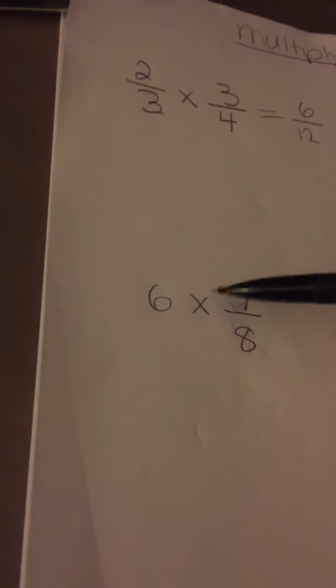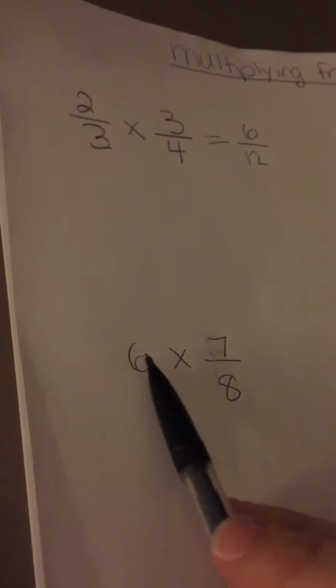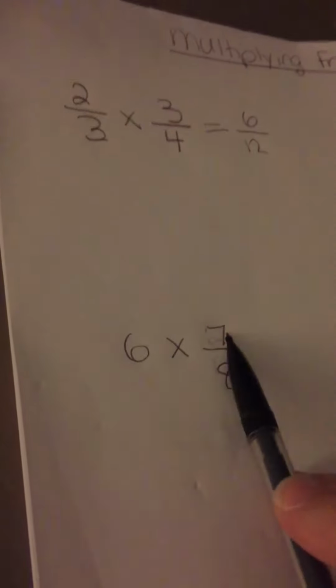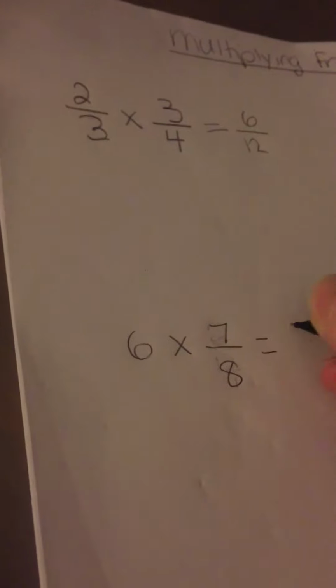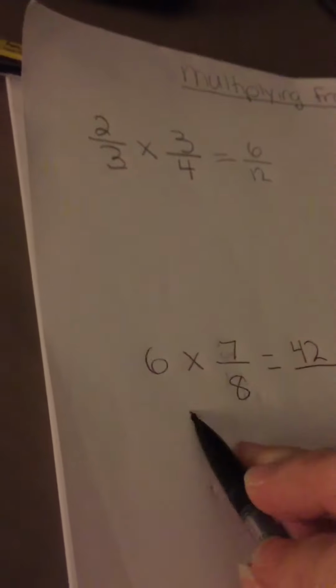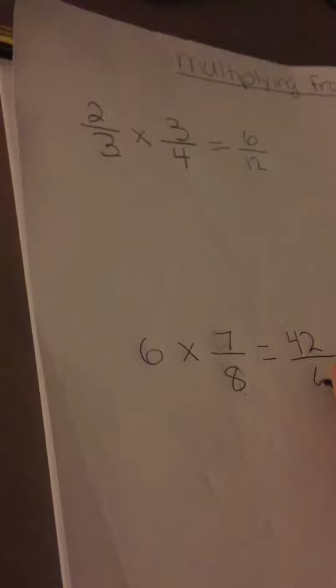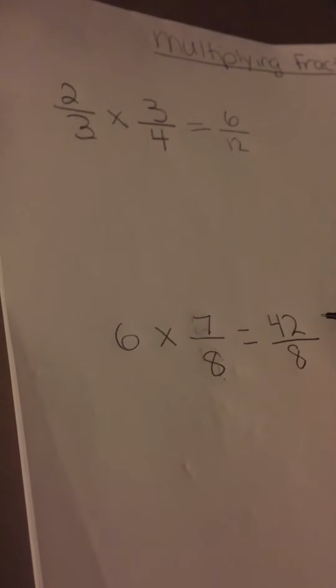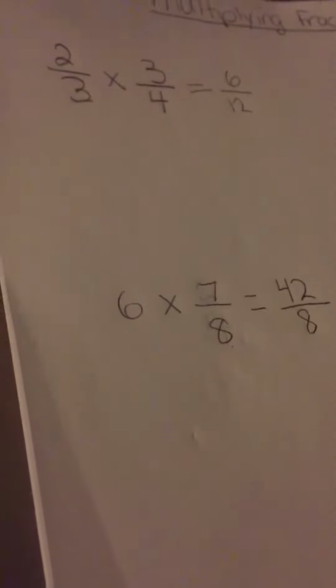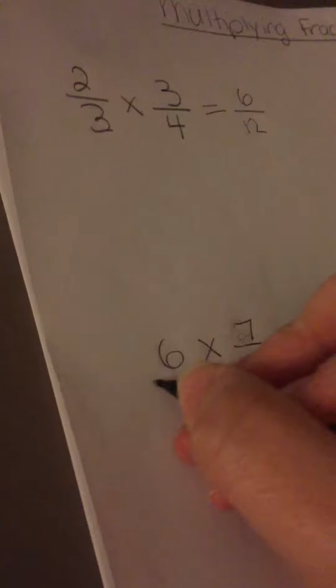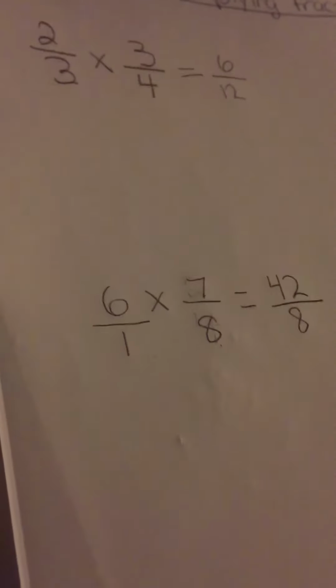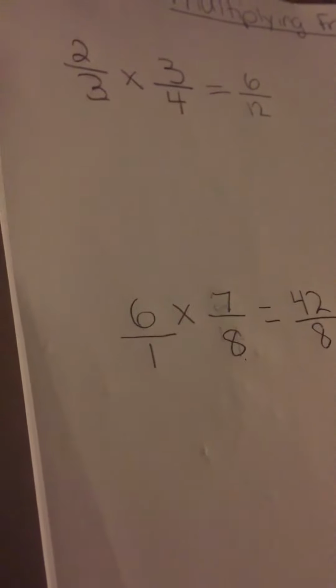A second example is when you have to multiply a whole number by a fraction. The steps to this process, you would multiply the whole number times the numerator. So 6 times 7 is 42, and your denominator is going to remain the same. Now, why does your denominator remain the same? Because 6, if we wanted to write that as a fraction, would be equal to 6/1. It still has the same value.